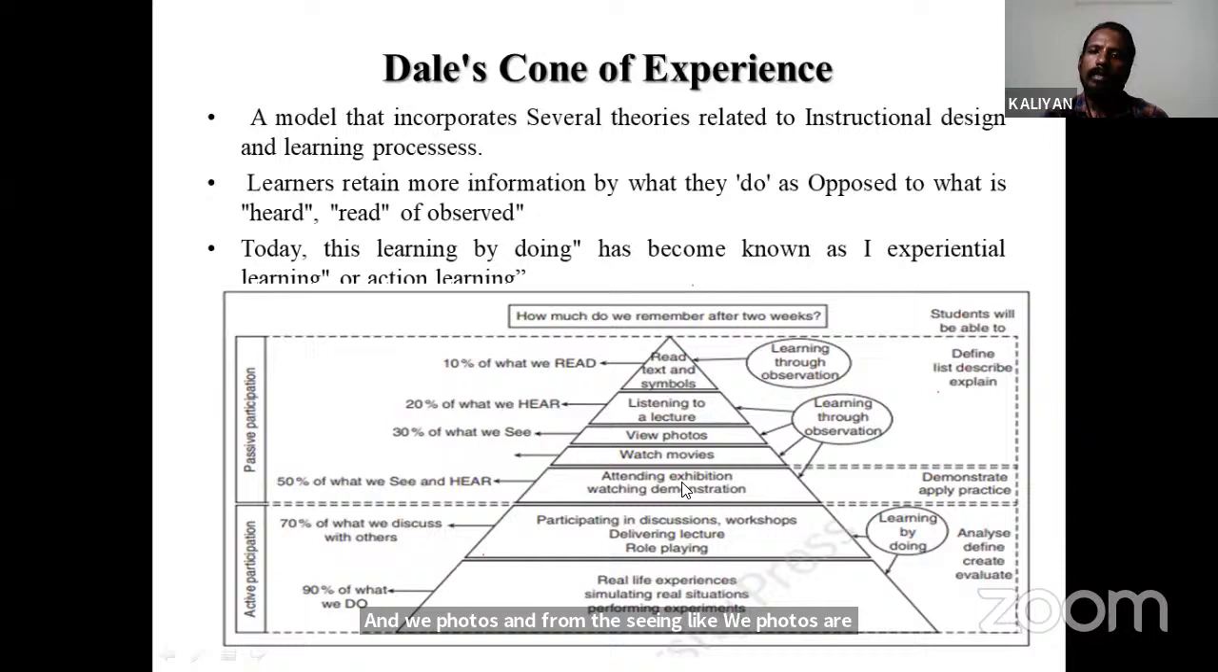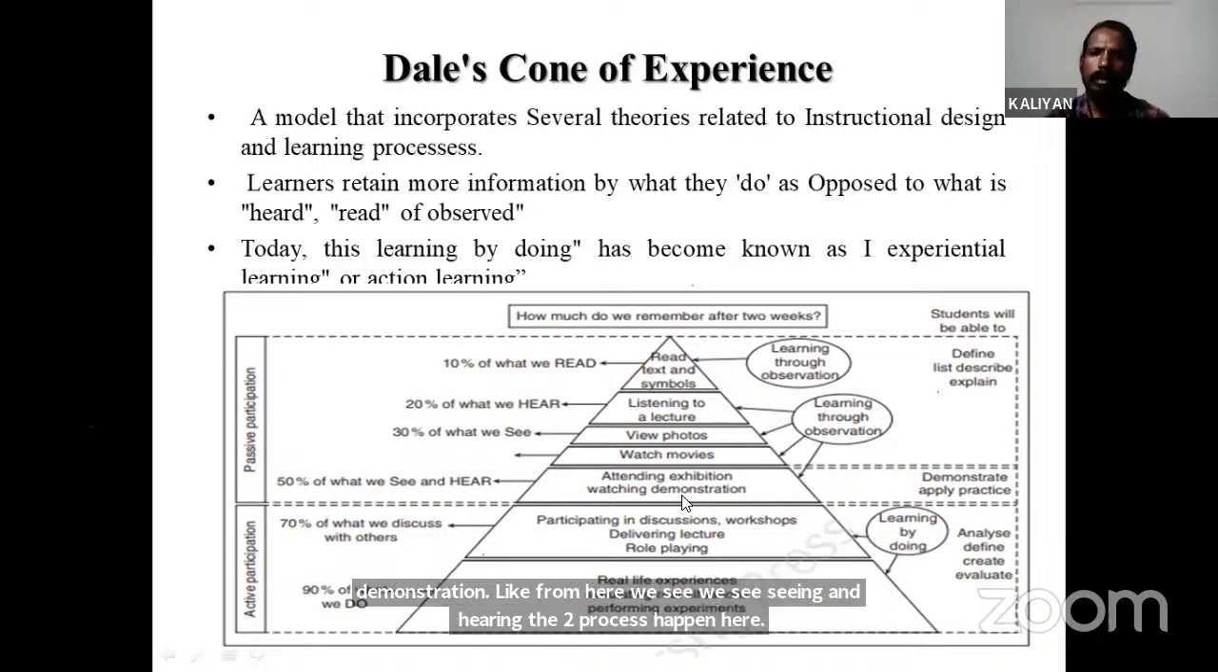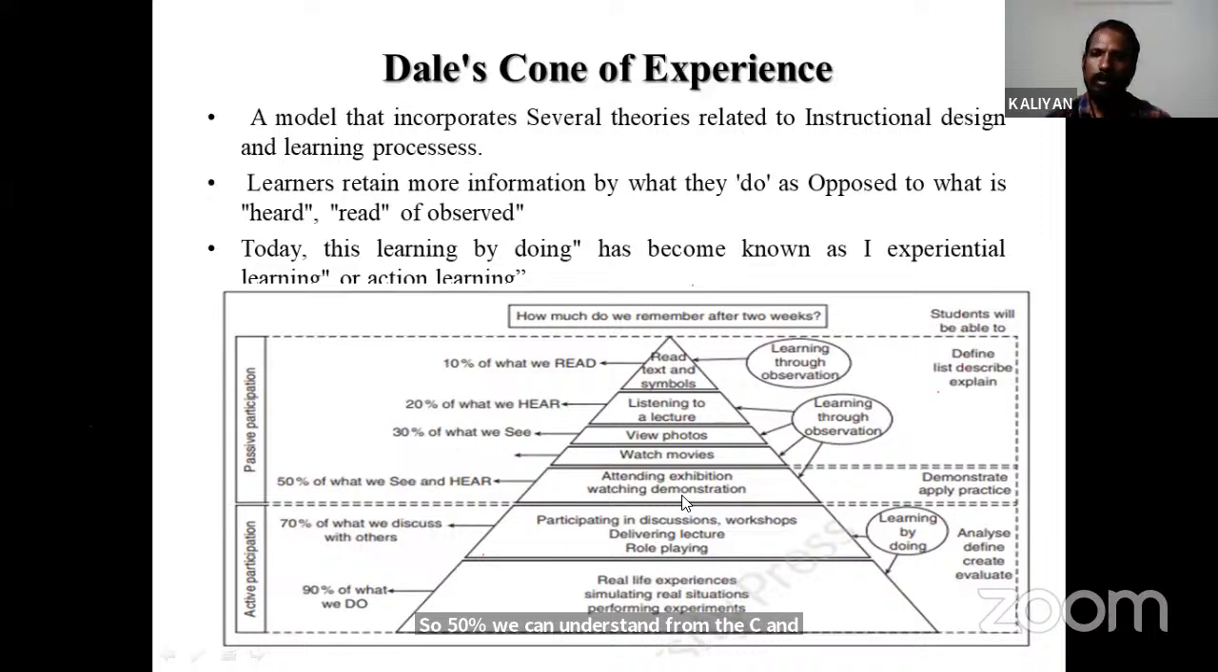So on attending the exhibition and watching the demonstration, from here we see, seeing and hearing, the two processes happen here. So 50% we can understand from the seeing and hearing. These are the passive participation: read, hear, see and hear.